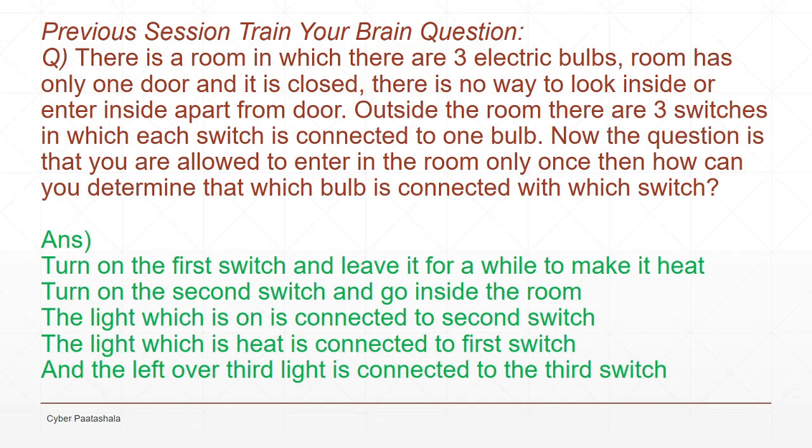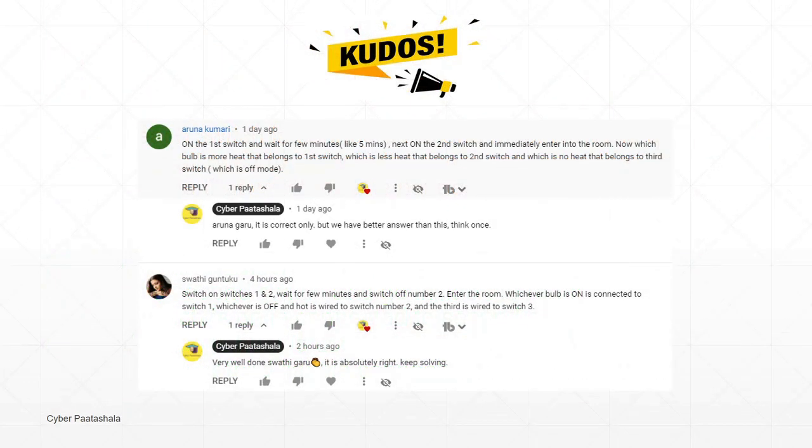And the answer is, turn on the first switch and leave it for a while to make it heat, and turn on the second switch and go inside the room. The light which is on is connected to the second switch, and the light which is hot is connected to the first switch, and the leftover third light is connected to the third switch. Aruna garu and Swati garu answered it correctly. Kudos to both of you.